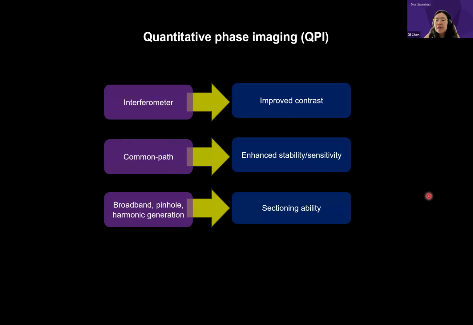Remember, in the first slide I mentioned that for all the imaging modalities I'm talking about here, we are going to have nanoscale phase measurement sensitivity. We also want to focus on systems with broadband illumination, because broadband illumination will give us the sectioning ability. And even for in vivo imaging, we want to further enhance the sectioning ability by introducing a pinhole or harmonic generation.